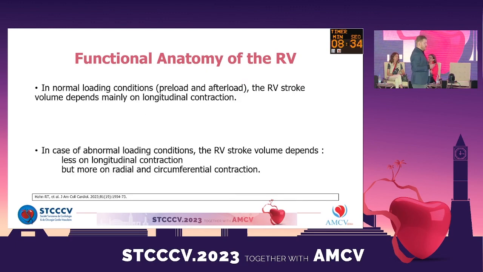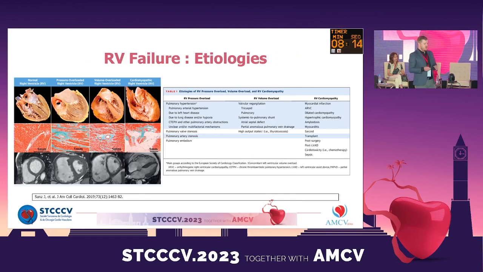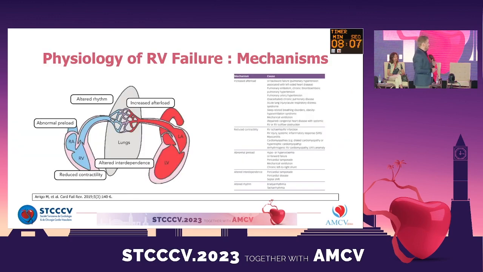So in normal loading condition, with normal preload and afterload, the RV stroke volume depends mainly on longitudinal contraction. In case of abnormal condition, the RV stroke volume depends less on longitudinal, but really more on radial and circumferential contraction. So there are a lot of etiologies. You can separate them into pressure or volume overload or cardiomyopathy. But I prefer to remember them by mechanism, so you can see this great review by Arrigo that explains the place of all those mechanisms.